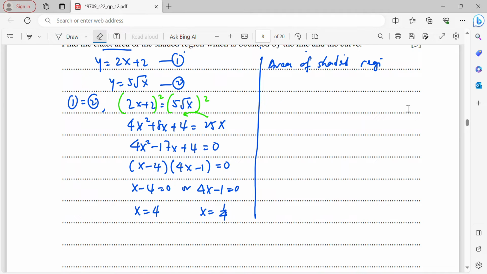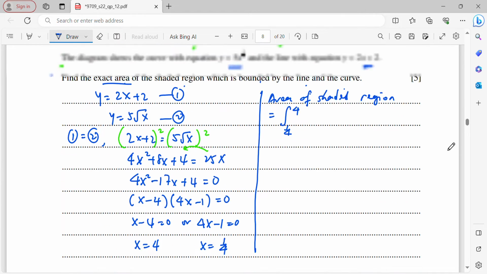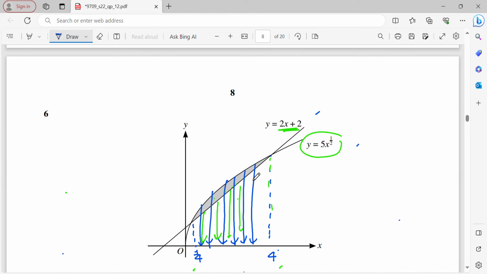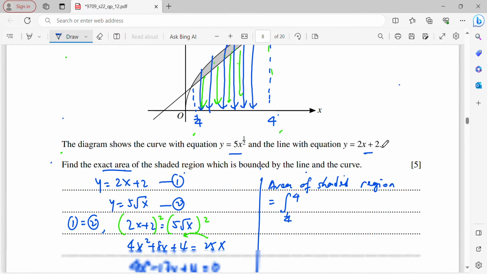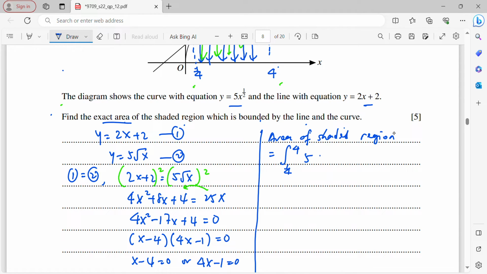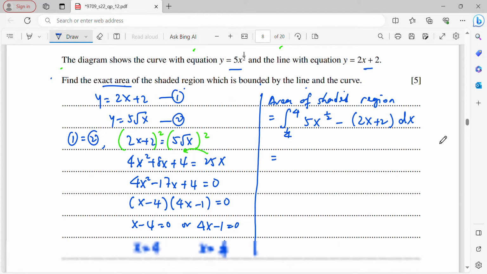equals to integrate from 1 over 4 to 4, the curve, because the curve is higher, curve minus straight line. So 5x to the power of half minus 2x plus 2 dx. So when you do integration, we always add 1 to the power of x. So now x to the power of half becomes x to the power of 3 over 2 divided by the new power.